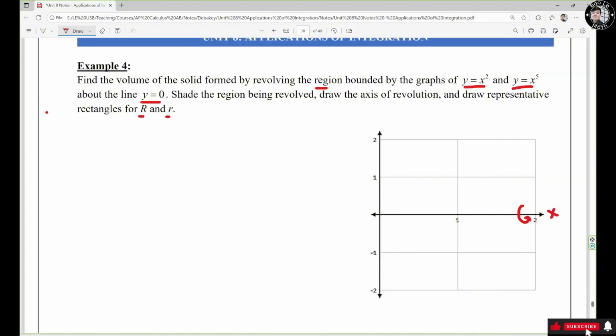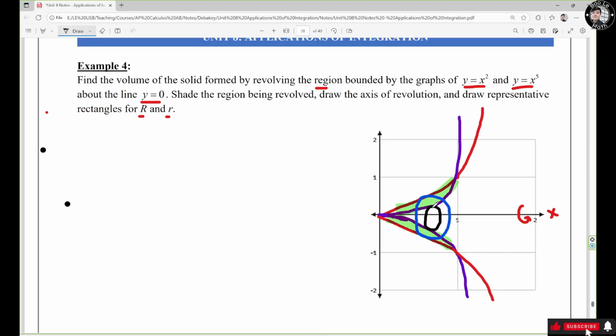So y equals s squared could be something like this. S equals 1, y equals 1. S equals 2, y equals 4. So it could be something like this. Now, y equals s power 5 could be something like this. Then the shaded region should be this guy right here. Now, we need to revolve this one about the x-axis. So it turns out to be something like this.